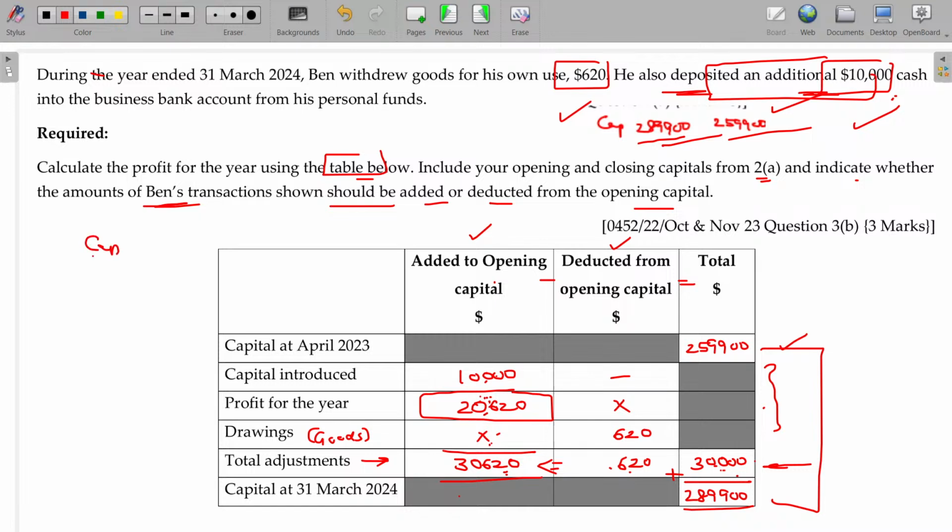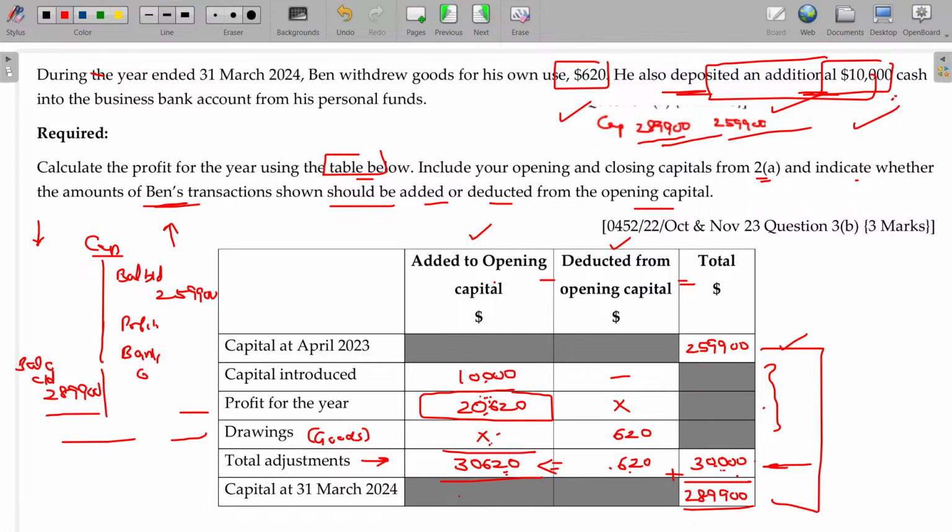Capital account. Opening balance, 2 lakhs balance brought down, 2,59,900. Balance carried on, 2,89,900. Anything that increases the value should be posted here. Decreases should be posted here. What increases? Profit, additional capital, further capital. What decreases? Drawings. Drawings given 620.